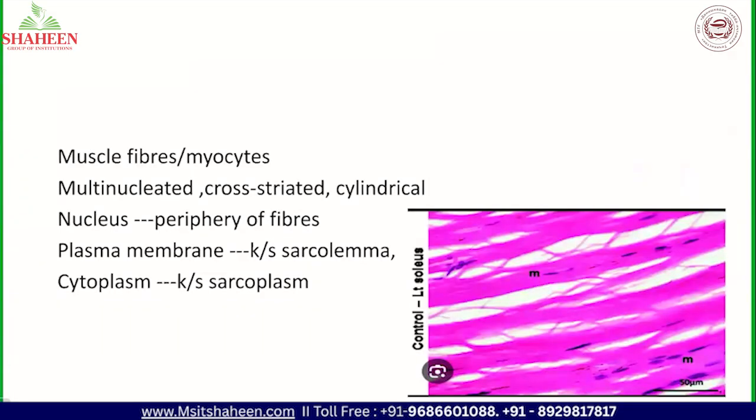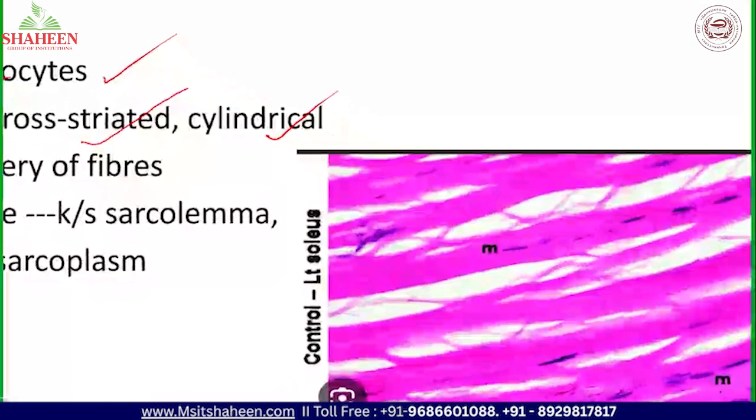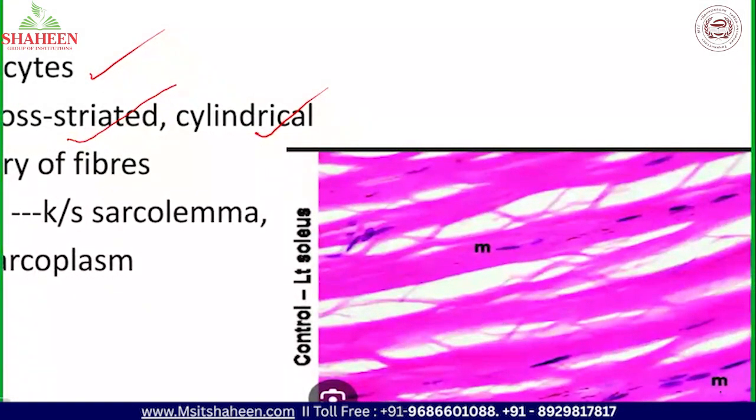Okay, the basic cell is the muscle fiber or the myocyte. When it comes to skeletal muscles, it will be multinucleated. Close striations can be seen and it is cylindrical in shape. You can see in this picture the histological or microscopic appearance of skeletal muscle. This blue color is the nucleus, which is peripherally placed, multinucleated, and cylindrical in shape.